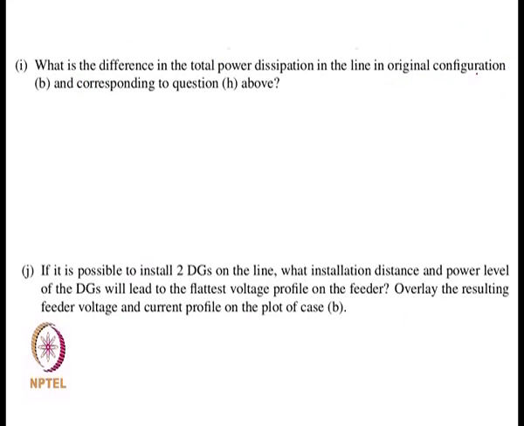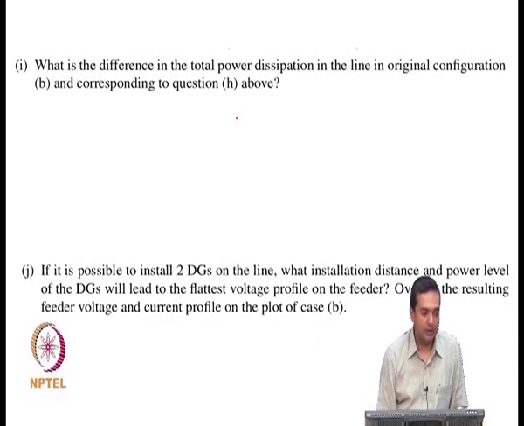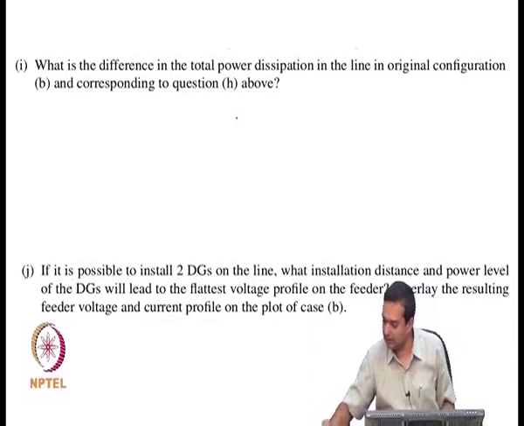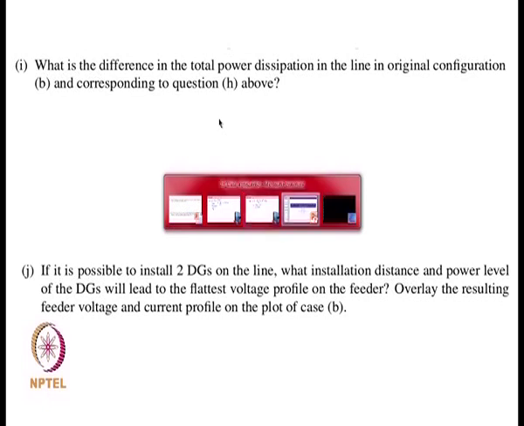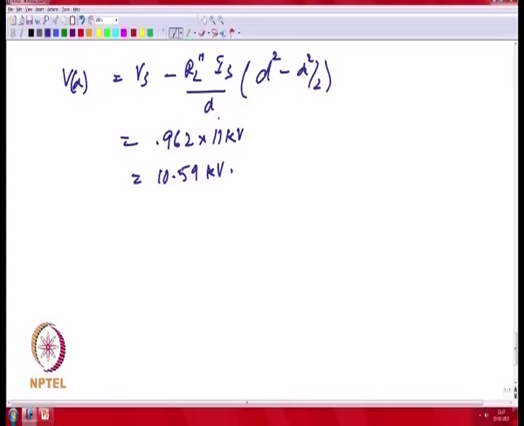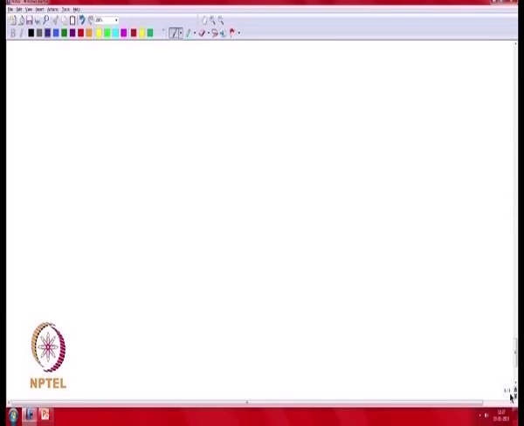So, you could then ask, what is the difference in power dissipation in the line? What is the power dissipation that happens in the line, and what was it in the original configuration, and what is it when you have the parallel conductor as in the case above. Okay. So, you can write an expression for the power dissipation in the line.